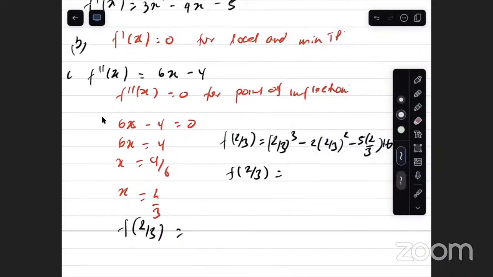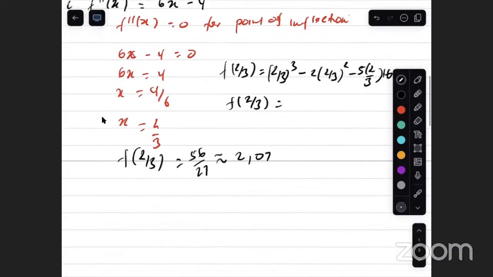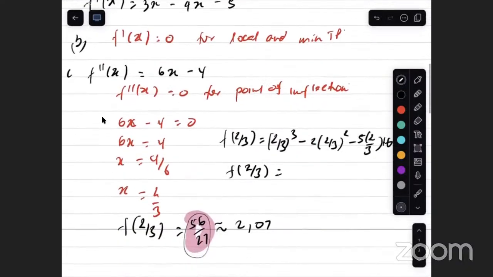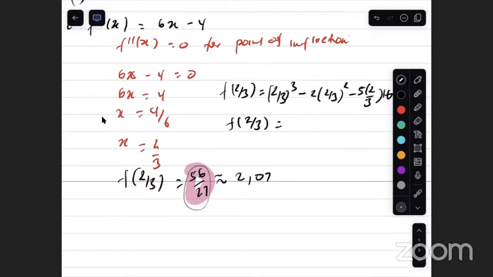So 56 over 27. Over 20? No, 27. Yes, which is 2.07. I'll just leave it written as a fraction. Sure. The interesting part is that the other question is already answered.